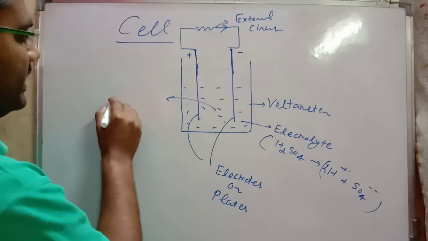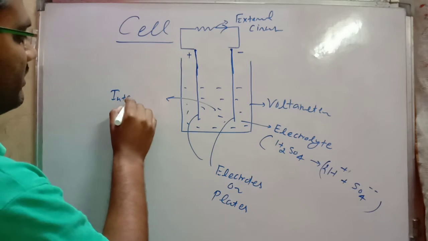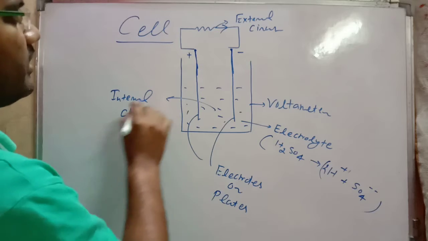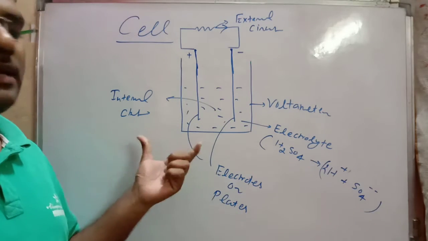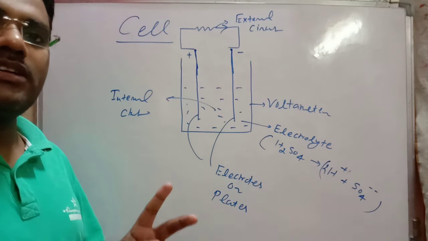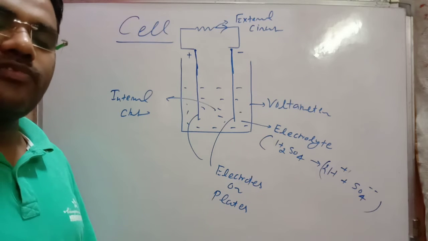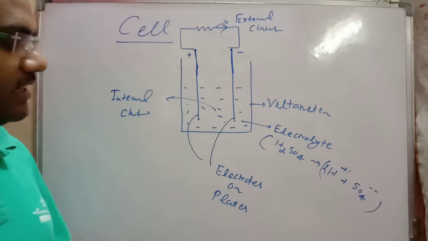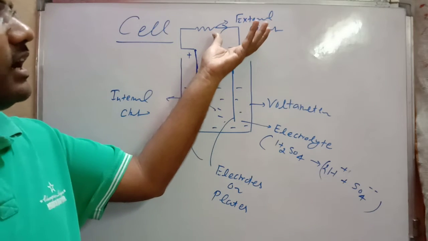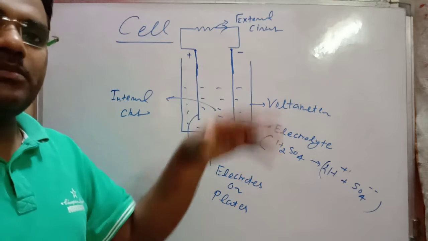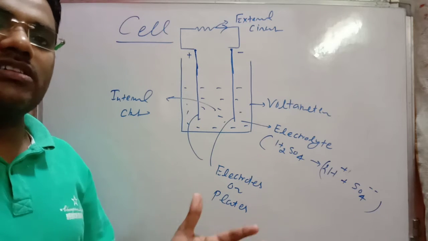This one is called the internal circuit and this one is the external circuit. That means in the case of a cell, there are two types of circuit. The first one is the internal circuit, that means the electrolyte, and the second one is the external circuit, that means any appliance used across the cell.